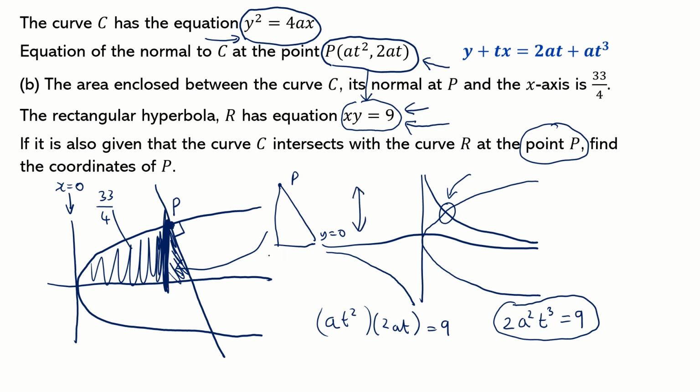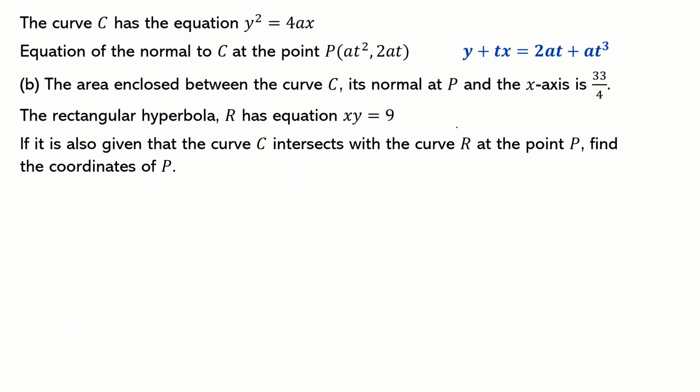And then the base, well, we know the base starts at at squared, but then finishes at the x-intercept of the normal. So we're going to need to find the x-intercept of the normal. And at that point, it's quite useful that we had already found the equation of the normal at the point P in part A. Obviously, we didn't do that in this video, it was in the previous video, but anyhow, the answer is there on the screen, so we're going to use it.